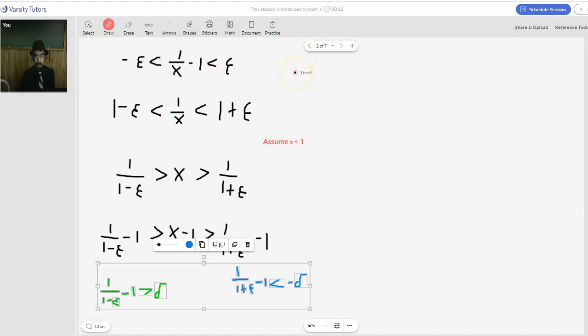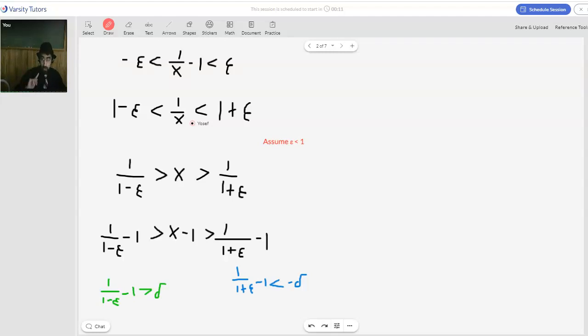But okay, so we start with our rule: 1 over x minus 1 must be between negative epsilon and epsilon. And we can add 1 to both sides. Now, weird stuff happens when we try to take this reciprocal. We have to ask ourselves, the numbers that we're reciprocating, are they positive or negative? Because think about this for a moment. 2 is less than 5, but 1/2 is more than a fifth. Negative 2 is more than negative 5, but negative 1/2 is less than negative a fifth.